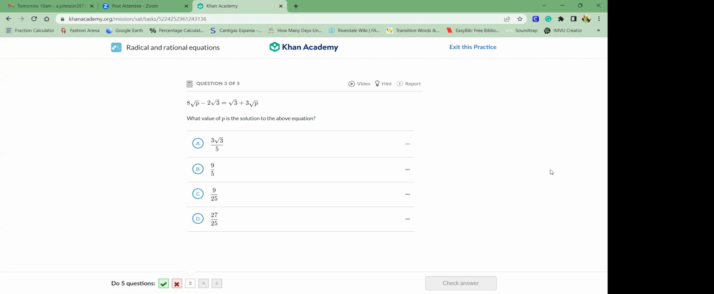Okay. All right. So just for that one, just collect your like terms. Your like terms are the root p's, right? So this one goes with this one, and your root 3, this one goes with this one. Okay, so collect your like terms.